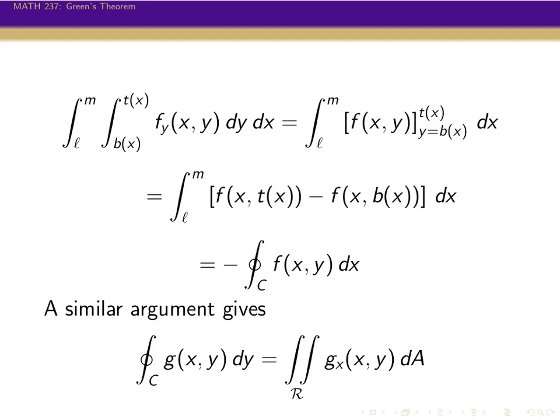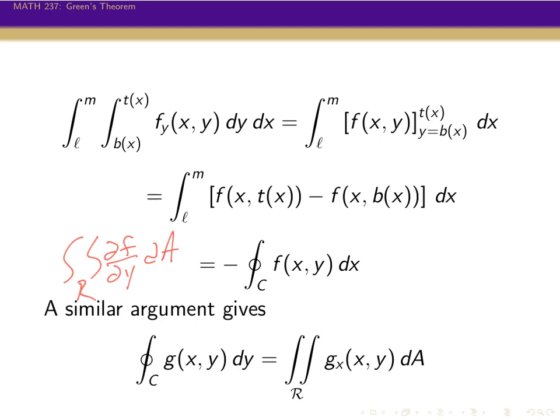So this side is our double integral of partial of f with respect to y dA over R, which is equal to minus the integral of f of x dx. We can do the exact same argument with y's, except we'd be thinking about the region as breaking it up as x equals some function of y.